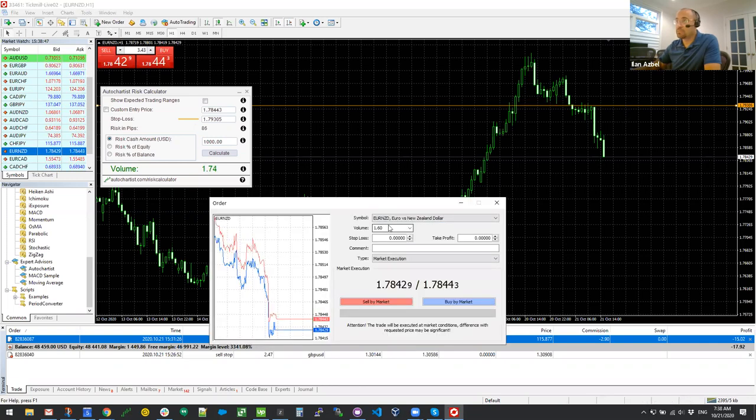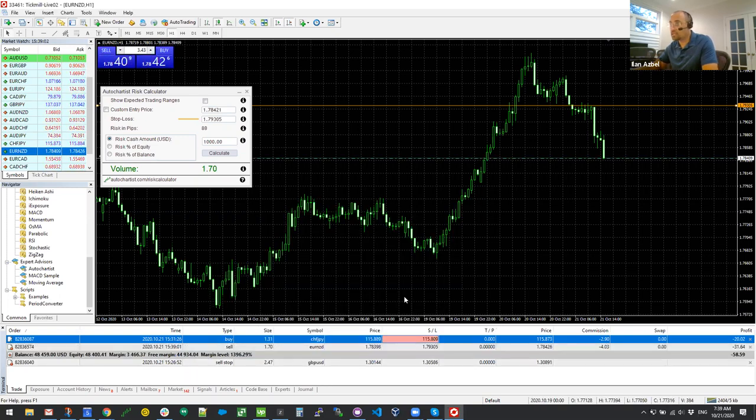What I would do is potentially go short. Over here, I like that consolidation at this level here. Trade risk $1,000 at 1.7 in risk, and I would sell at market. That's how I would have traded Euro Kiwi now on the hourly chart. I think there's more to take into consideration.